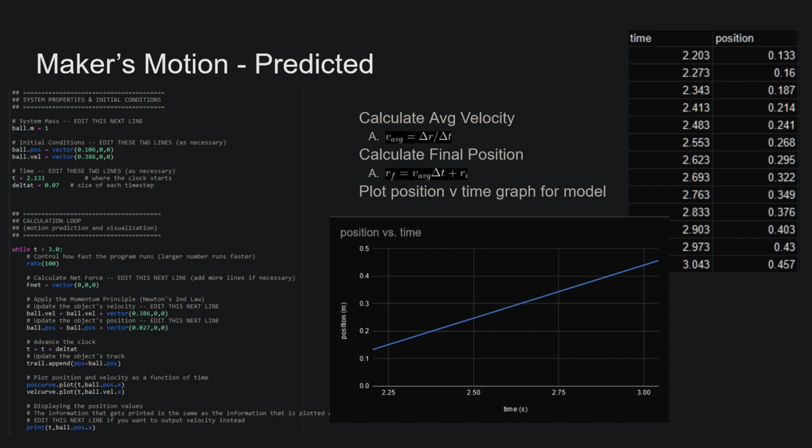So in order to calculate the average velocity, we took the change in distance over the change in time from the video, and that's what we use as the average velocity. And again, for the final position, we use the position update formula for each time interval in order to figure out what position it would be at to find the constant relationship.